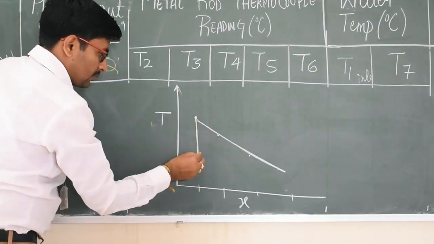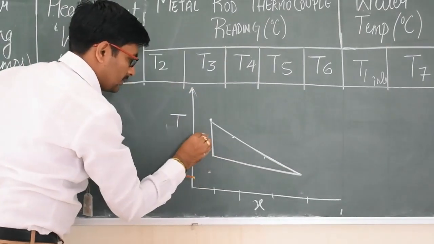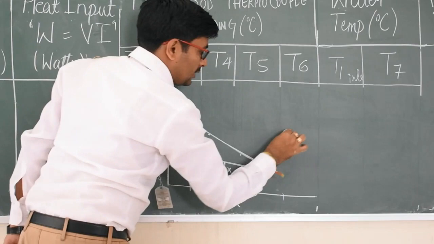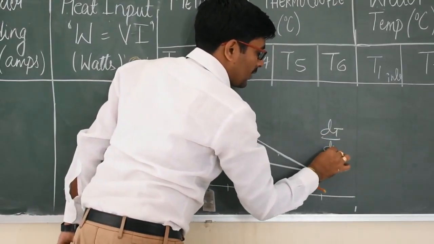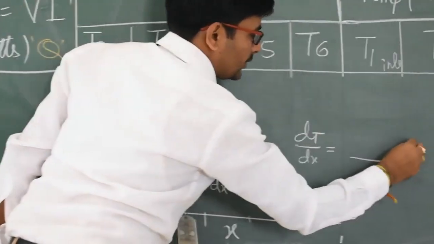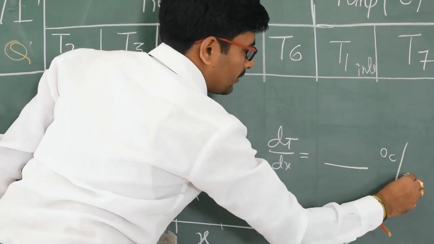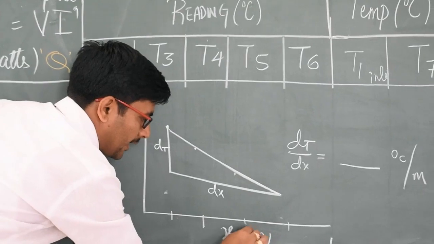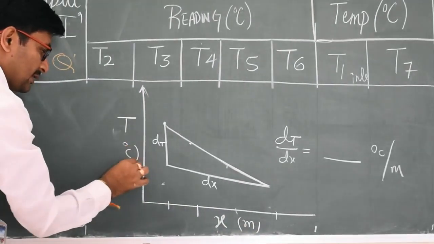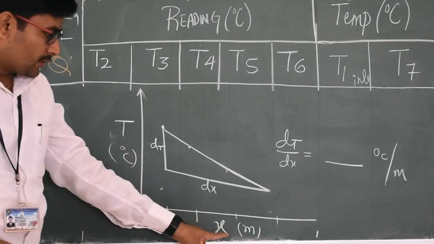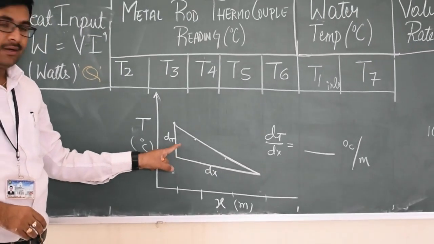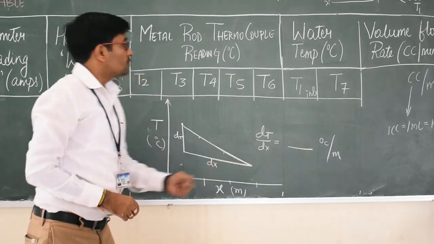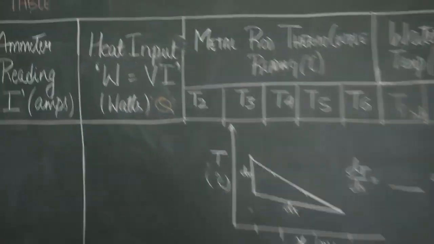So now we calculate the dt value and the dx value. So dt by dx, we get some value. The unit is degrees Celsius per meter. Here I have taken distance in meters and temperatures in degrees Celsius. Use this value of dt by dx, and substitute it in the Fourier law.